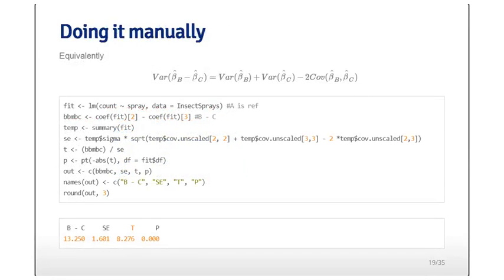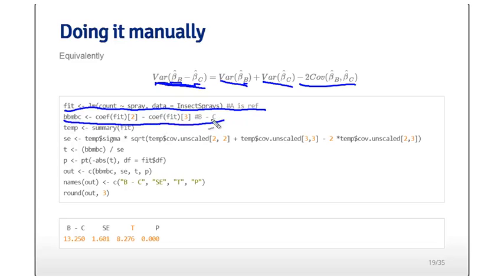And just because I'm this kind of person and I like to futz around with things at this level, you could actually figure out how to do it manually. If you fit the model where A is the reference, you want to subtract the B and C coefficients and get the comparison between B and C. The variance of that is the variance for the B hat for spray B plus the variance of the B hat for spray C minus twice the covariance. Here we've fit the linear model where A is the reference category, and then here is just subtracting the B and C coefficients, which will correctly give you the result as if you had fit C as the reference category, but it doesn't give you the standard error.